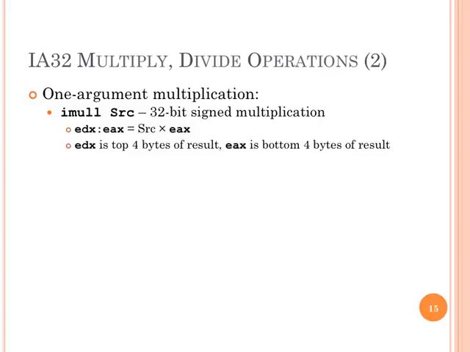Okay, 1 argument multiplication. This one has some implicit arguments. And you'll notice that it multiplies whatever the source is by the value that's already in EAX. So EAX is a hard-coded argument. So, of course, you could say imul EAX, and then it would just multiply EAX by itself. And then the result goes into EDX EAX. So this is the way of actually preserving the entire result. If you wanted to actually do a correct multiply and make sure you preserve all 64 bits, you could do it this way.